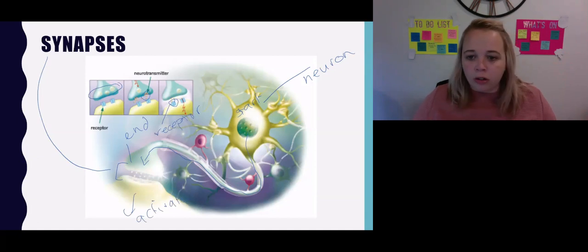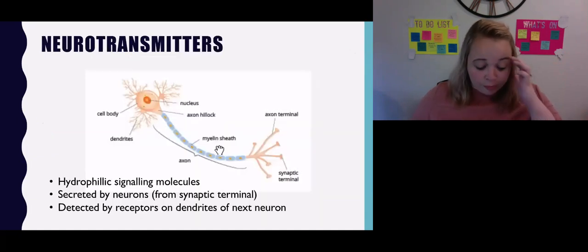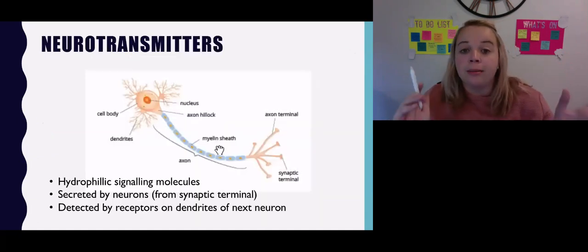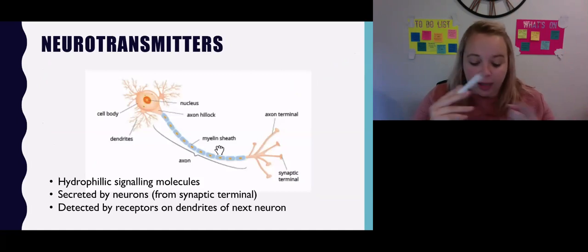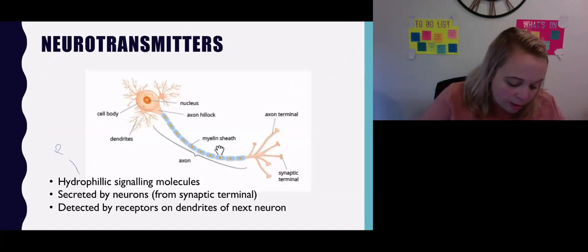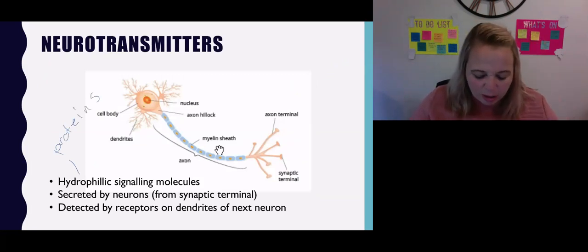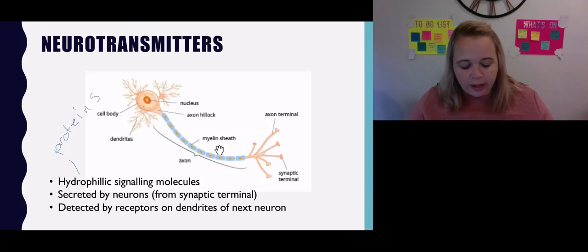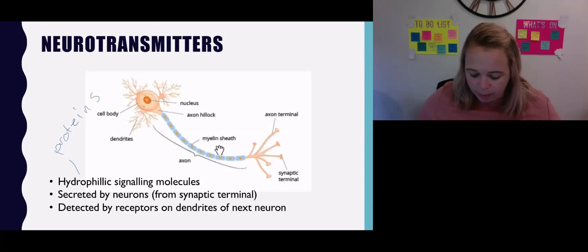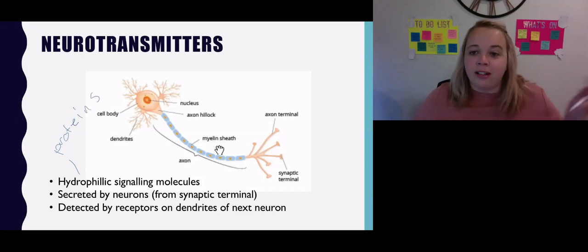So that's what a neurotransmitter does in general. What you need to know about them is that they're all hydrophilic because they are proteins. Okay, they are secreted from the synaptic, or I like to call it the axon terminal, yeah, and they are detected by receptors on the next neuron. So that's what we talk about when we talk about neurotransmitters, and that's it.